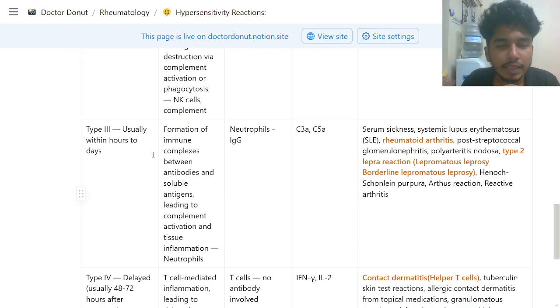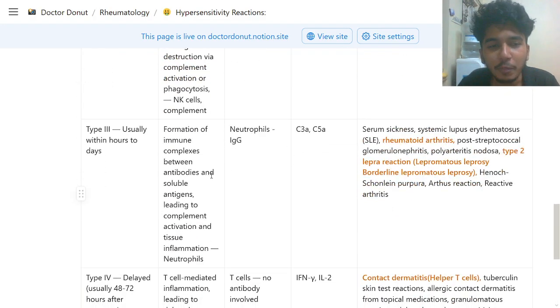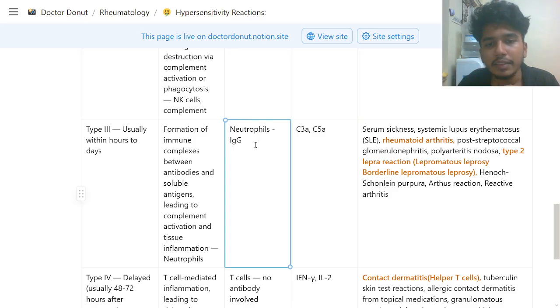Type 3 is acid I. Oh my god, I forgot. Well, we can check it again: immune complex. Usually it happens within hours to days. So here, as I said, there's a formation between antibodies and soluble antigens, which leads to complement activation and tissue inflammation. The cells that play an important role here are the neutrophils, and the antibody involved is IgG.